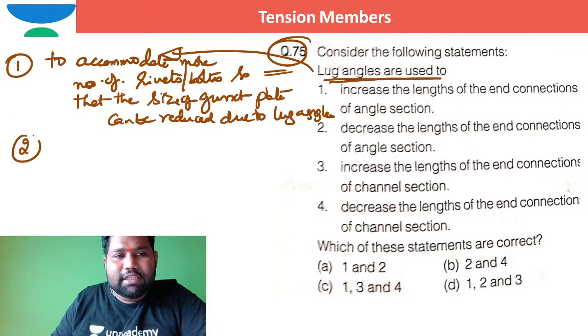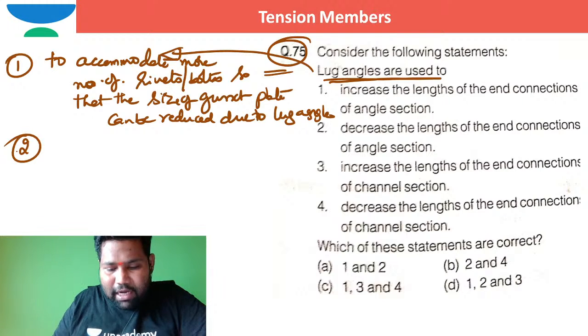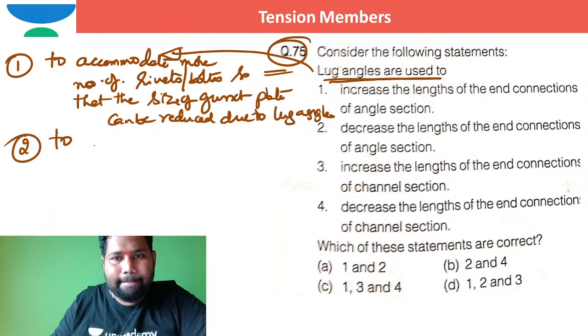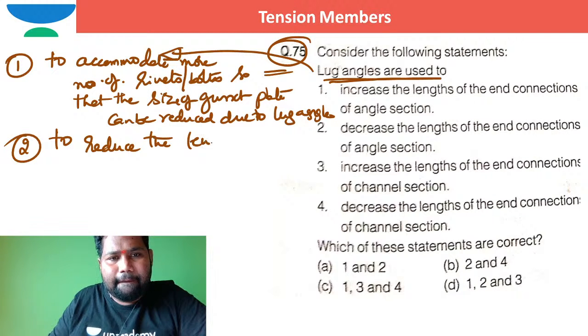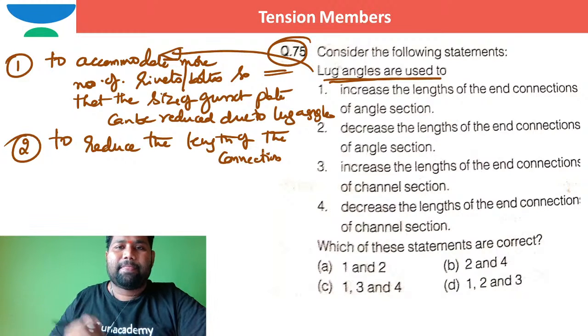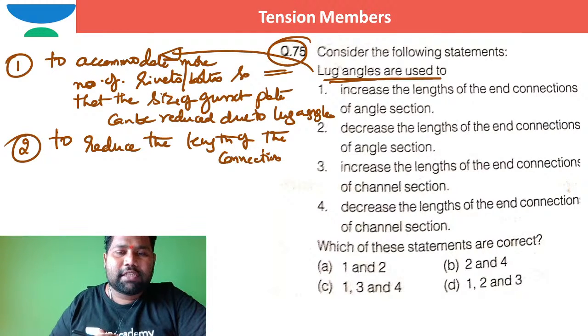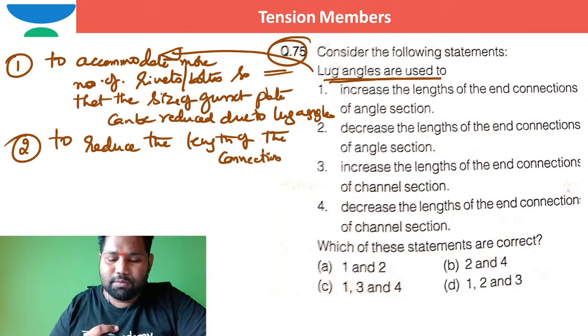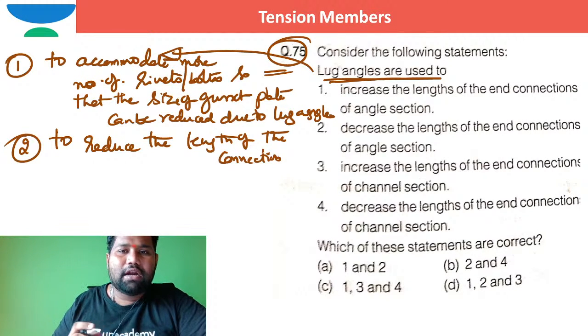So second, what is the major advantage why we are using this lug angle? To reduce the length of the connection, right? So these are the two advantages. Let me see which of the options are correct and which are not.